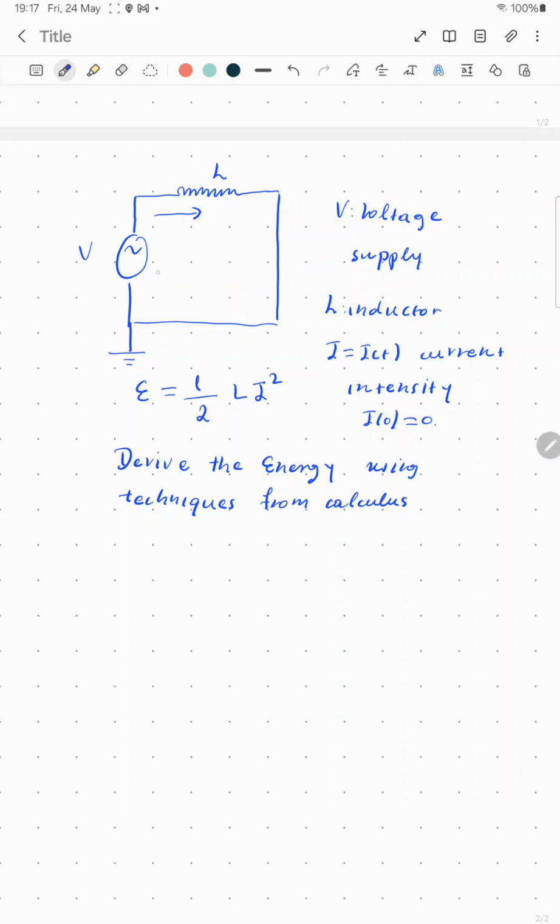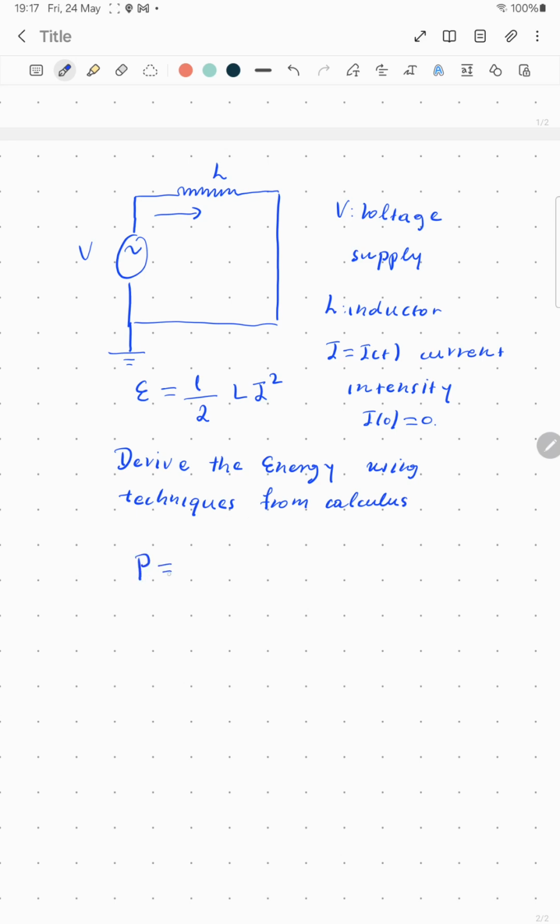Here we have a circuit where V is the voltage supply, L is the inductor, and the energy in joules is a half times the value of the inductor times the current intensity squared. We will derive this formula for the energy consumed in the inductor by using techniques from calculus.